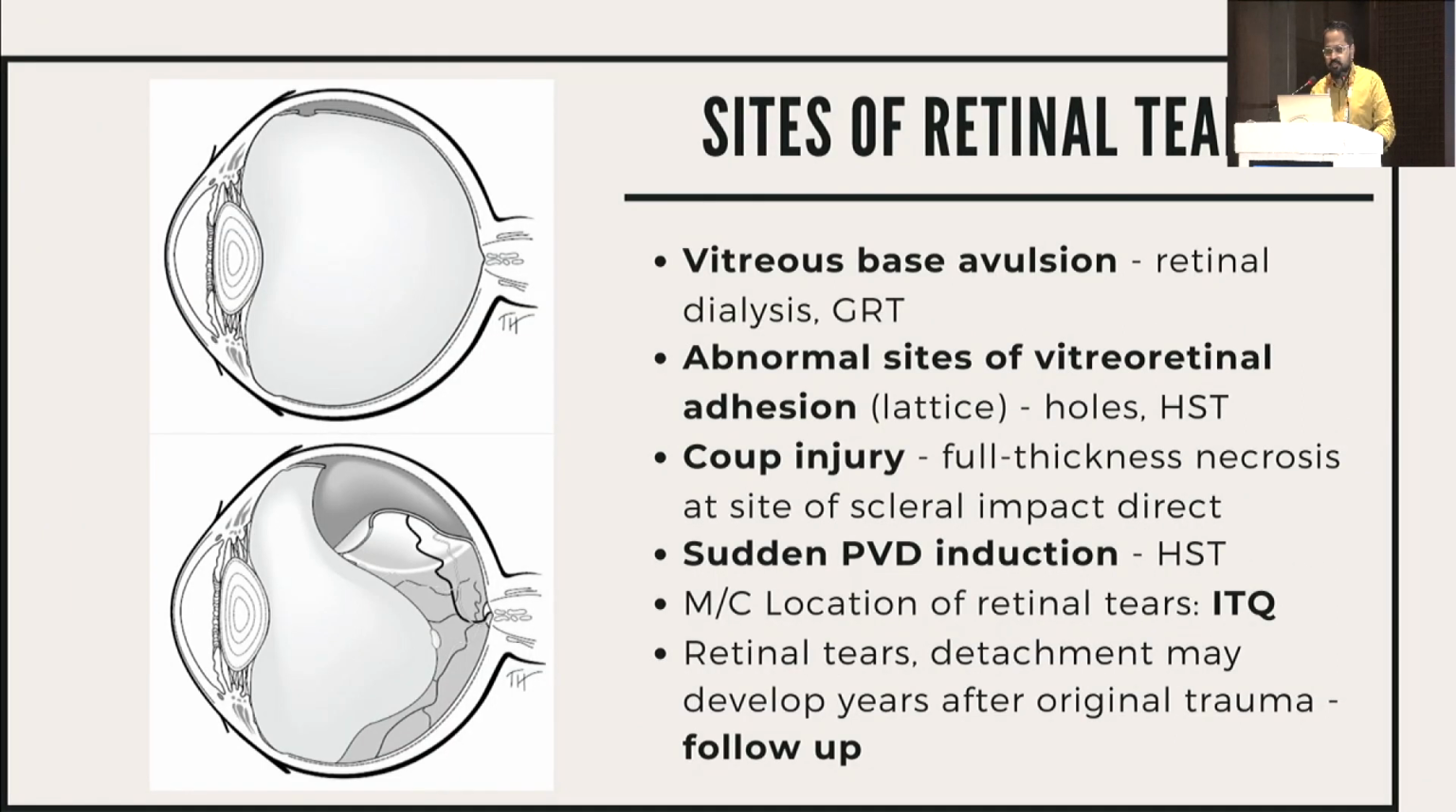Sites of the tears: vitreous base avulsion, abnormal sites of vitreous adhesion which cause holes and horseshoe tears, coup injury where there is full thickness necrosis at the site of the scleral impact, and sudden PVD induction which causes horseshoe tears. The most common location of retinal tears is the inferotemporal quadrant. Retinal tear and detachment may develop even years after the original trauma, so frequent follow-up is necessary.